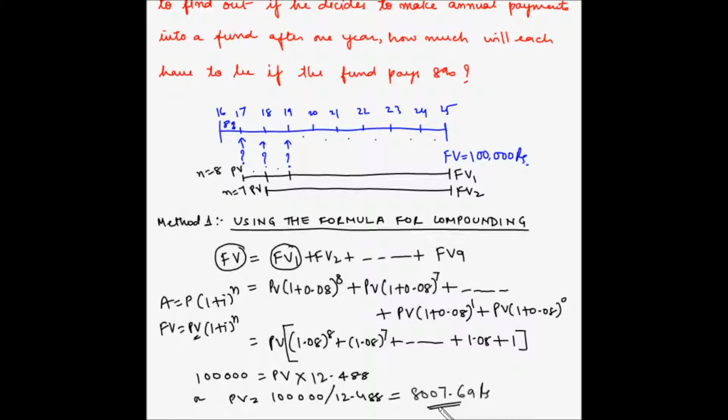So basically, if your father makes a deposit of 8007.69 rupees every year starting from the next year, then at 8% interest per annum, he'll be able to withdraw 100,000 rupees on your 25th birthday.